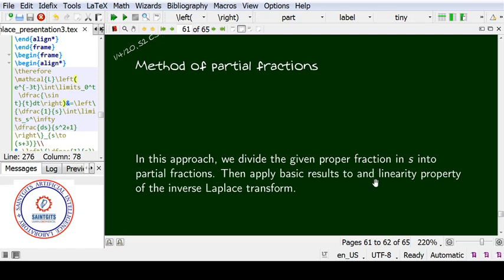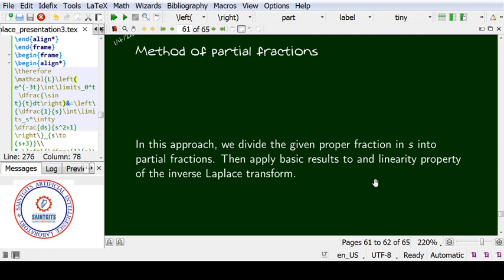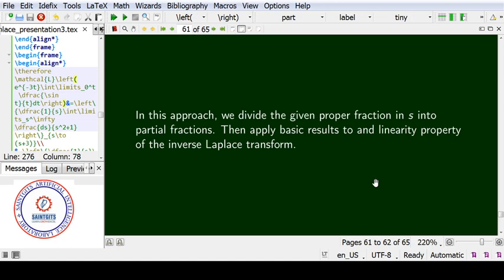In this approach we divide the given proper fraction in s into partial fractions. We have the function in the transformed domain, and we split it into proper fractions. Then we apply the basic results and the linearity property of the inverse Laplace transform.